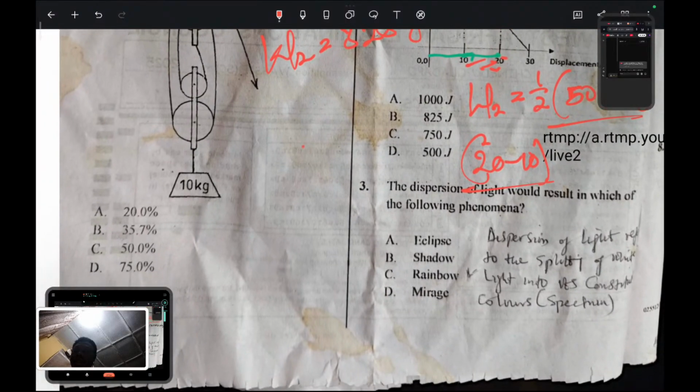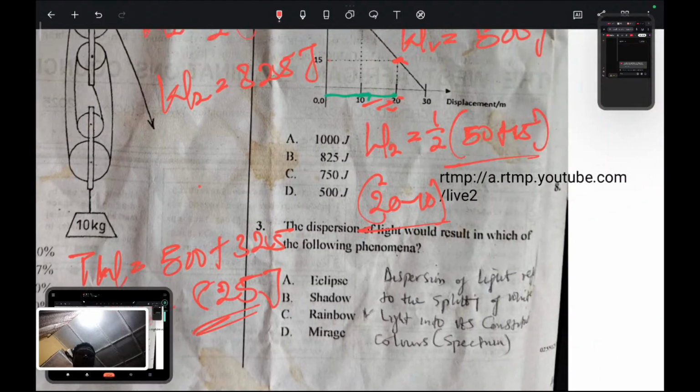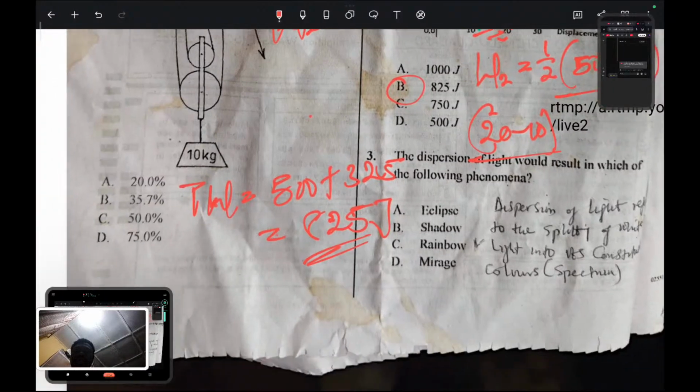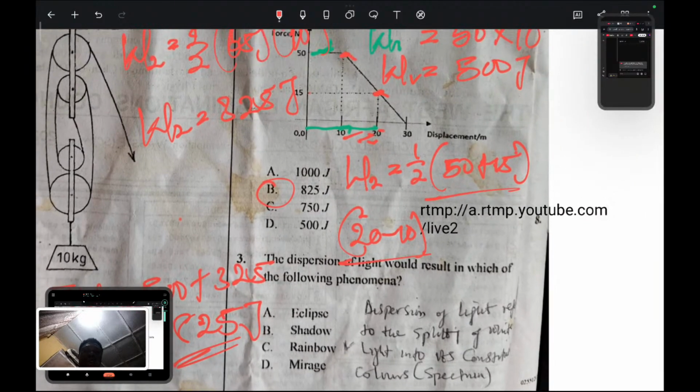Is that clear? So the total work done will now equal what? During the first 20 meters, we sum them up to give us 500 plus 325, which will give us what? 825 joules. 825 joules is option what? Option B. So we have B and we also have B as our correct answer.